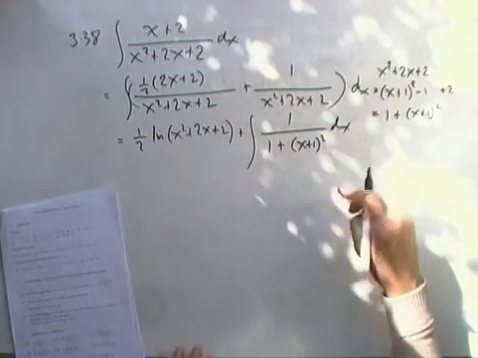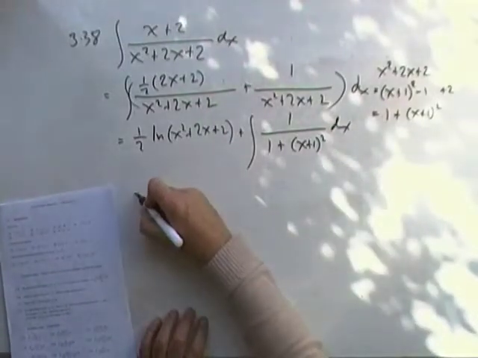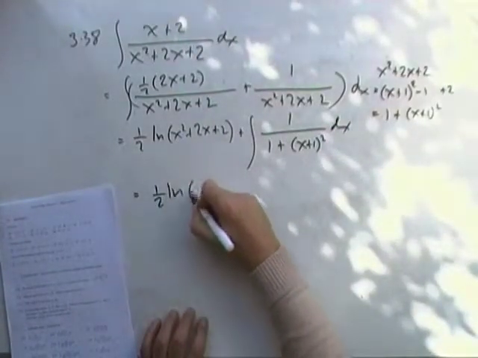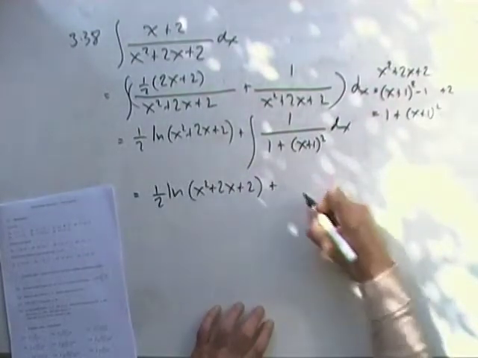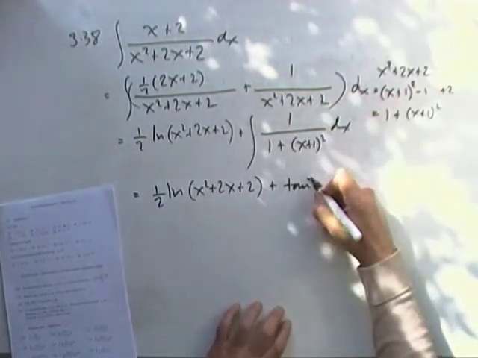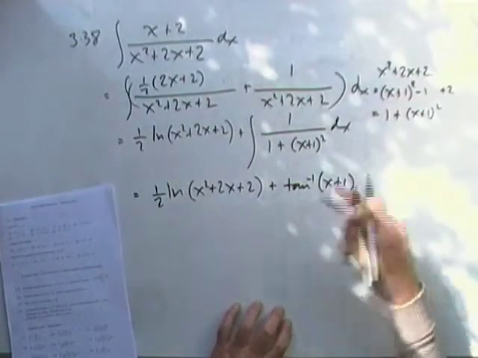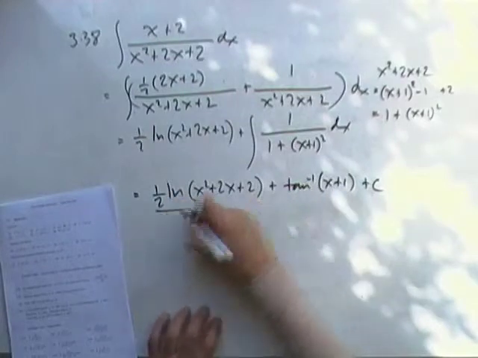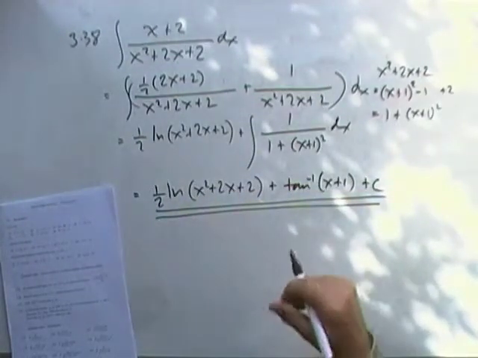And then you can recognise it instantly as an inverse tan. So the final answer would be a half ln x squared plus 2x plus 2 plus inverse tan x plus 1. The derivative of that's 1, divided by 1, makes no difference, plus c. Right, clear the board for the next one.